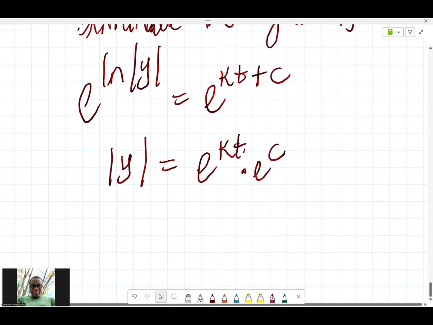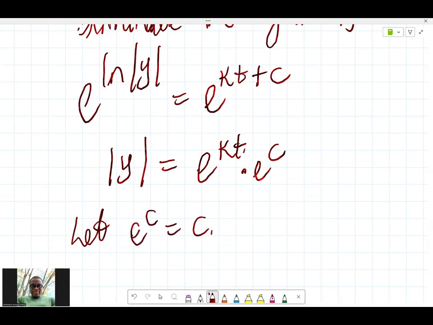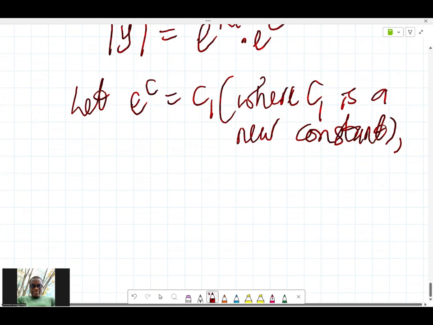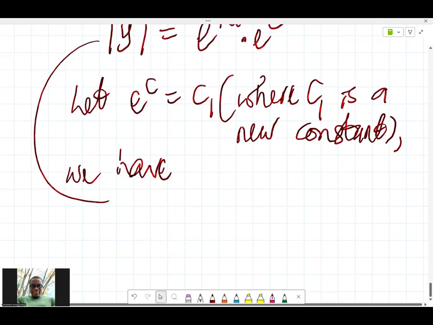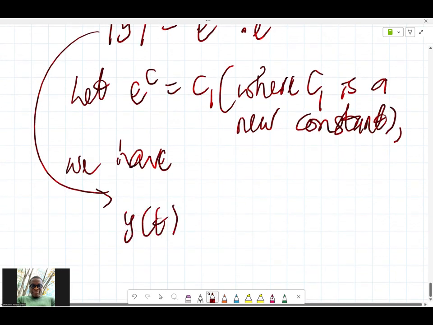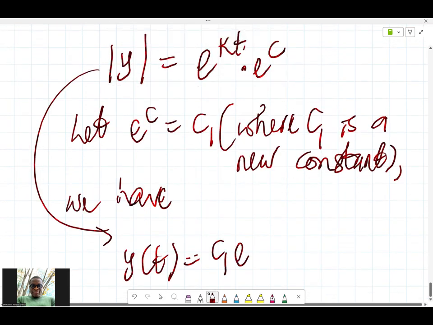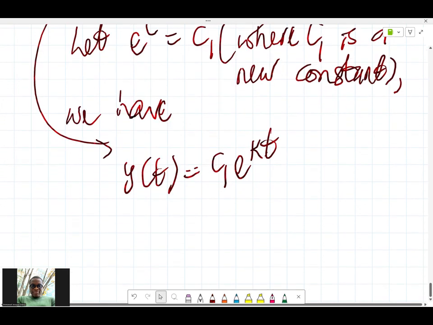So if you now let e raised to the power c be equal to c1, where c1 is a new constant, because e raised to the power c is itself another constant entirely, then we now have y of t. The absolute value can rest. So y of t equals c1 e raised to the power kt. And this is our solution.